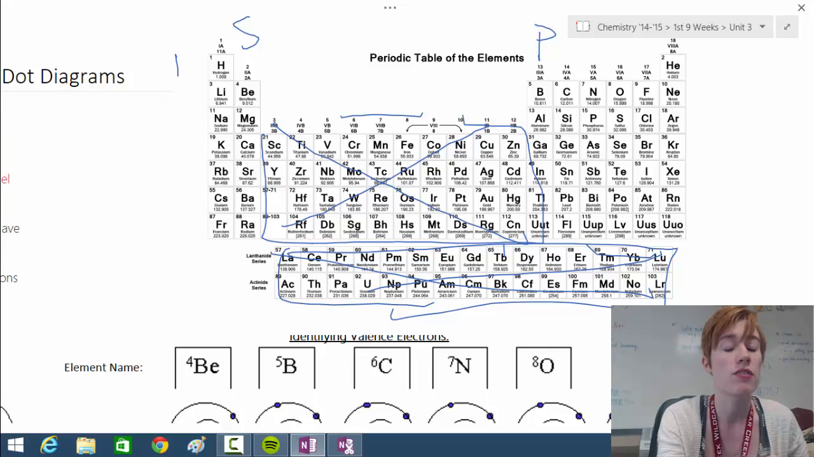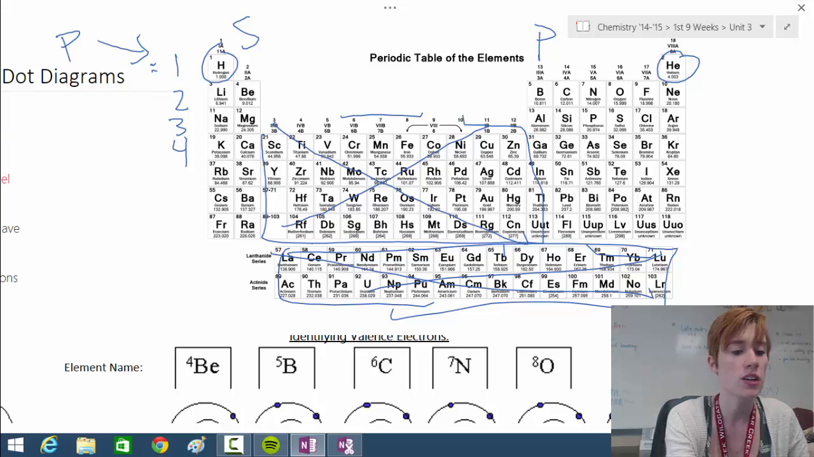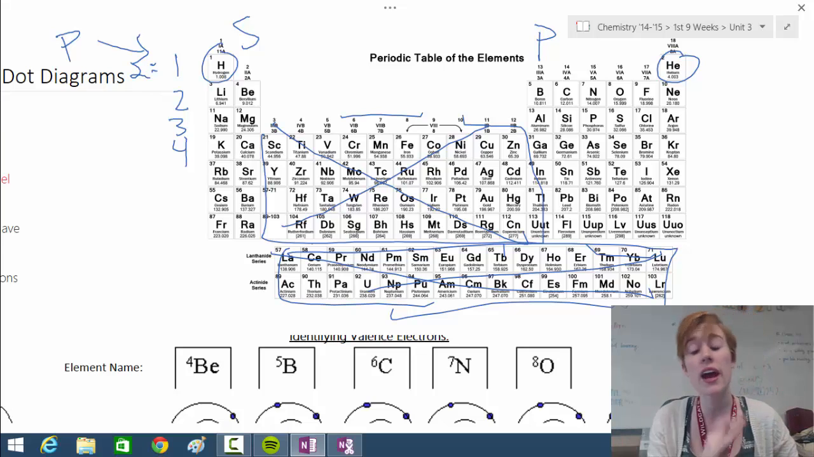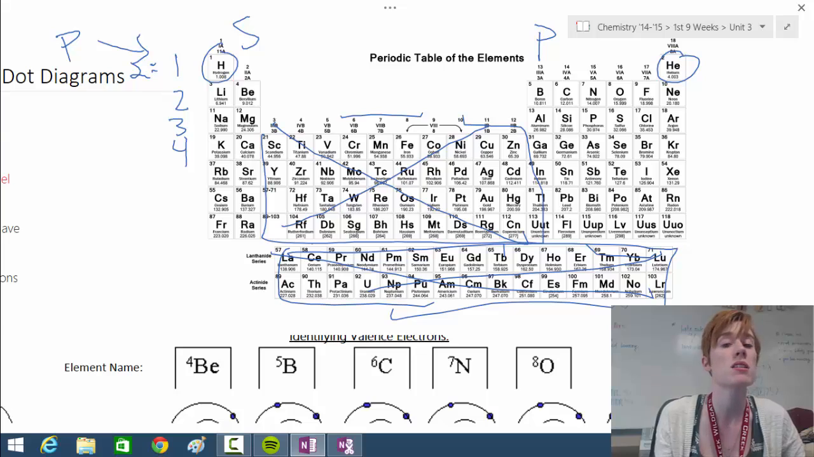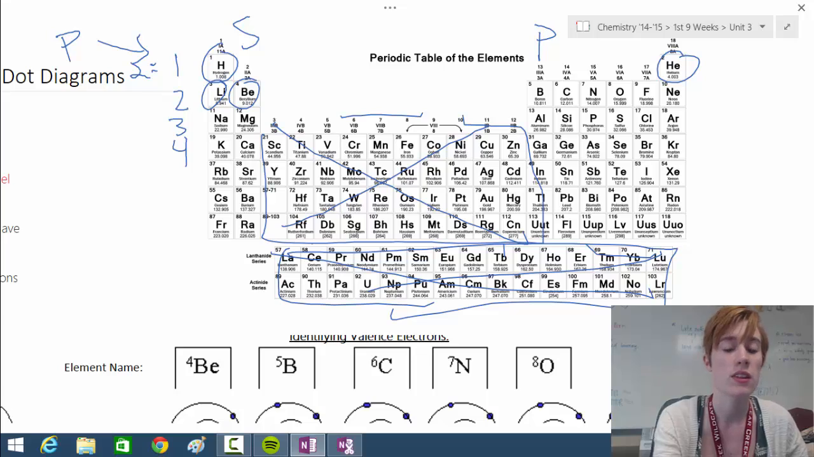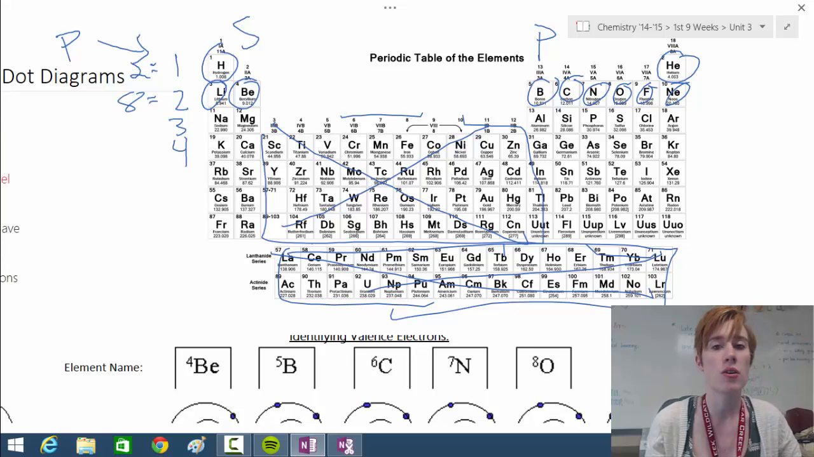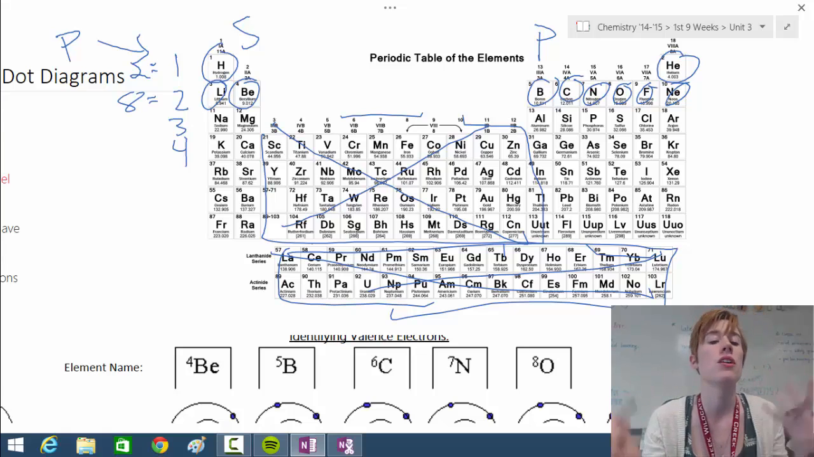In the first energy level, remember that the periods stand for the energy levels. How many electrons fit on the first energy level? 1, 2. Remember, we're only looking at the s and the p blocks. So 2 electrons can fit in the first energy level. All the others, if we just look at the s and p blocks, will fill 8. So level 2 has 2 electrons in the s and 6 electrons in the p. So 8 electrons fill the outer energy level.